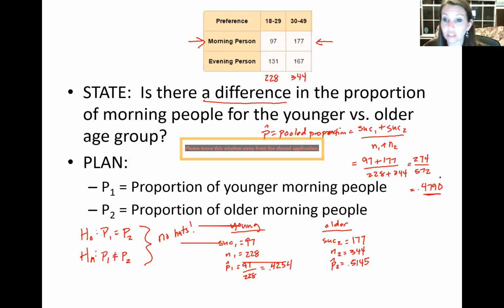Also, the pooled proportion should be somewhere between P hat 1 and P hat 2. So it's not going to be directly in the middle unless your sample sizes are exactly the same, because it's kind of a weighted average. It's not a direct average of those two numbers, but it should be somewhere in between those two numbers. So those are some error check things you can use.